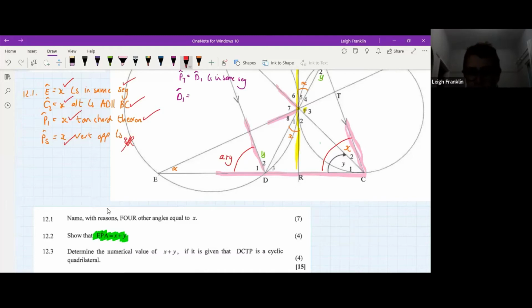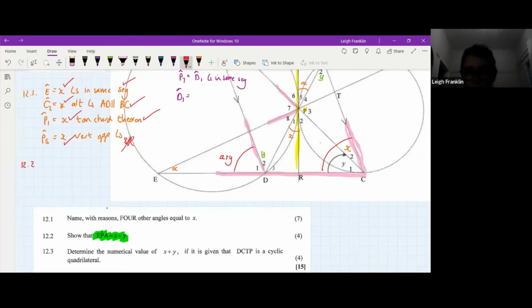Our starting point was identifying what else P7 was equal to. We identified that P7 equaled D1, angles in the same segment. D1 equals C1 plus C2, which is X plus Y because of corresponding angles. So it's actually quite a simple question if you can spot the corresponding angles.